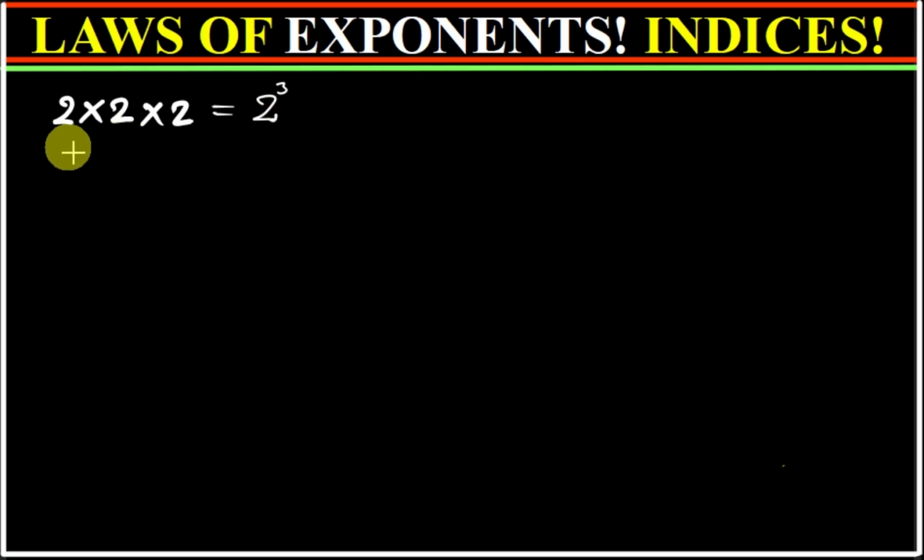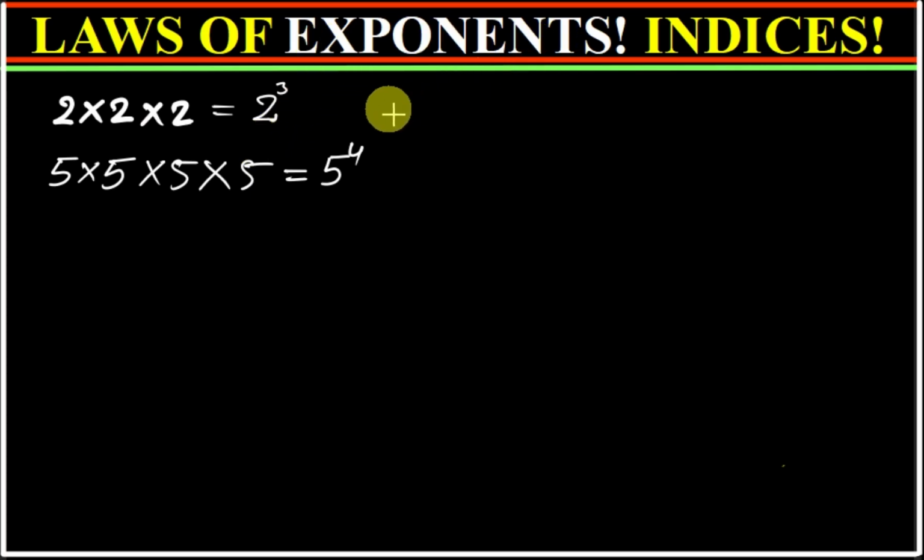In the same way, if we have any other number like 5 into 5 into 5 into 5, how many times is this 5 multiplied? 4 times. So we can write 5, and above 5 we write a small 4. This type of notation, this representation of repeated multiplication, is called exponents, or sometimes indices also.